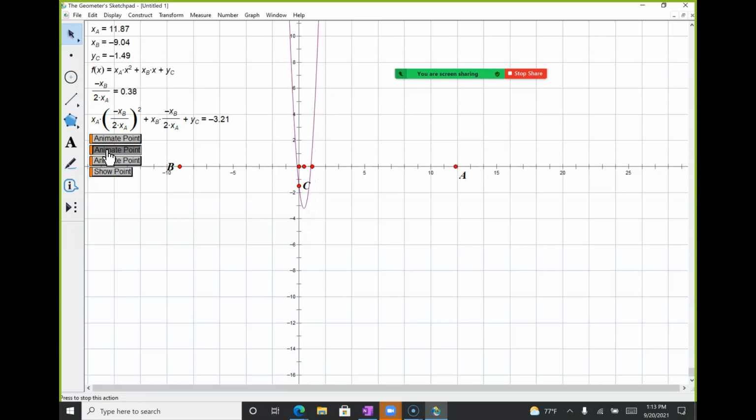When A gets very large, it's stretching the graph out this way, really, really tall. And as A gets closer to 0, it gets really, really wide. And of course, when A is 0, it's a straight line. And when A is negative, it opens down. And the same aspect happens, so as A is negative, it opens down, stretching it this way.